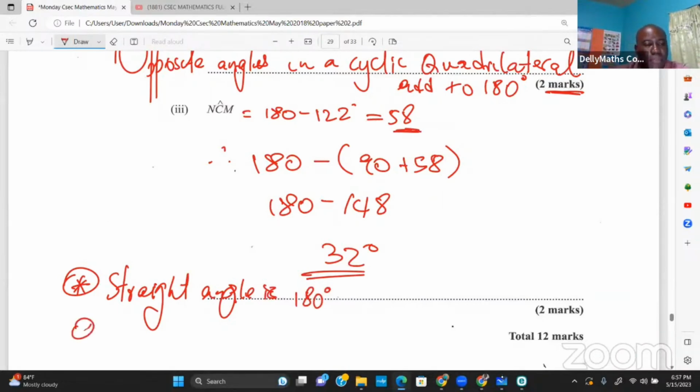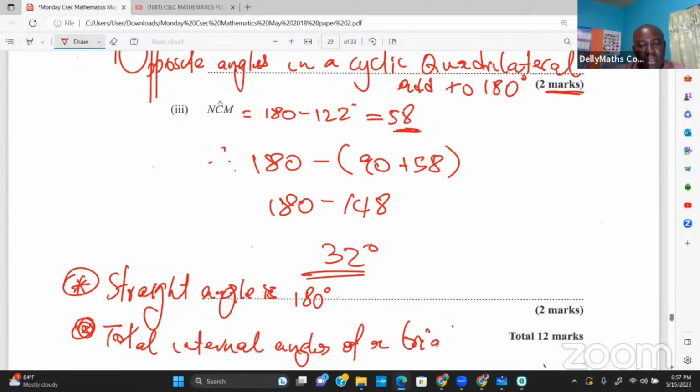Another thing that could have helped you was that the total internal angles of a triangle is 180 degrees. That also helped you. So you could have written any one of them and it would have worked for you, because you use one early and use the other one in the end. That is circle theorem. You only need to write one, right?